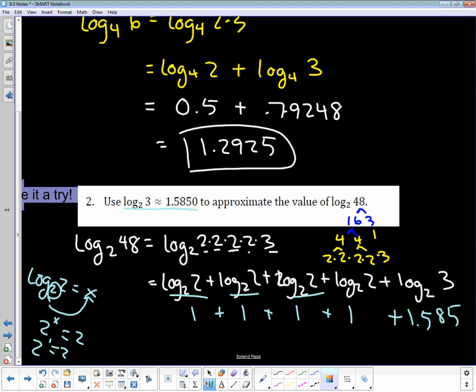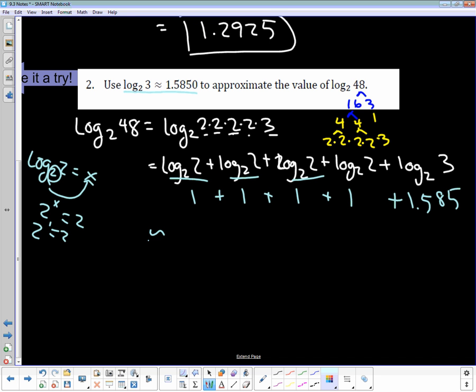So I can add those all together. I have 1 plus 1 plus 1 plus 1 plus the 1.585, which gives me approximately 5.585.